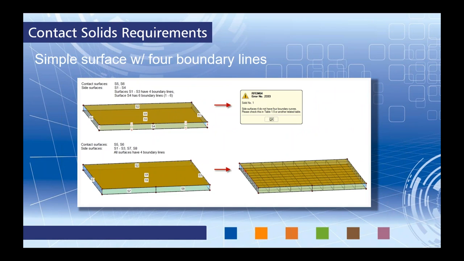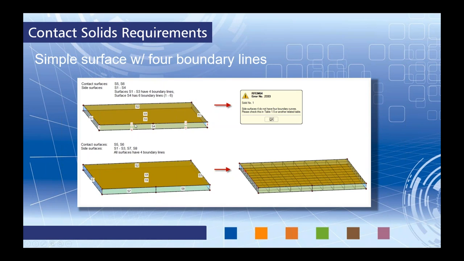The first being that a contact solid must be a simple surface with 4 boundary lines. So with this picture shown here, you'll notice that here is my first contact solid, but on the longer edges, I have line 2 and line 3 for the top surface and line 6 and line 5 for the bottom surface. If I tried to solve this within RFEM, I would get an error saying side surfaces 4 do not have 4 boundary curves. And that's simply because we need to make some adjustments.